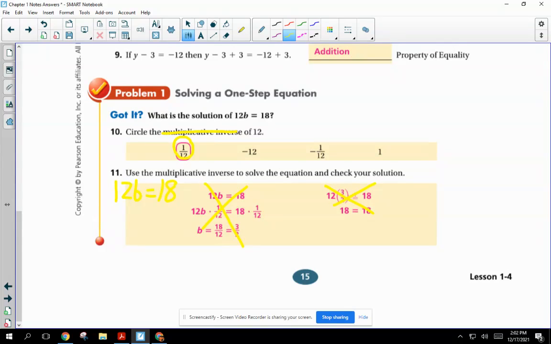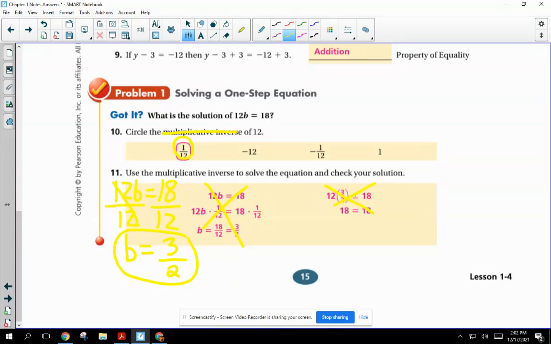The opposite of 12 times b is divide by 12 on each side, right? 12 divided by 12 is just 1b on this side now. That's our goal when we do equations, is to get the letter by itself. 18 divided by 12 is going to be 3/2. And that is your answer, 3/2.